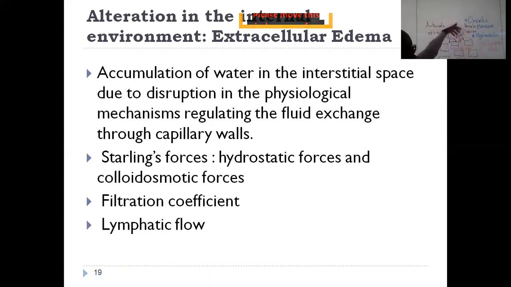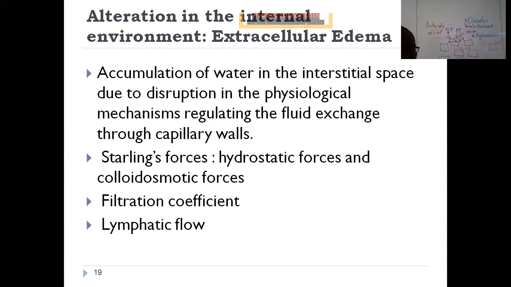Remember, this fluid also contains plasma proteins, like albumin. And albumin is one of the proteins that is known to contribute to oncotic pressure. So if albumin leaves, it will still attract more fluid. So in other words, you'll have a lot of fluid within the interstitial space, and therefore you will end up with what we refer to as extracellular edema.